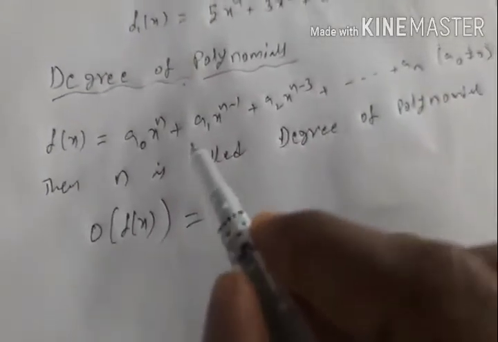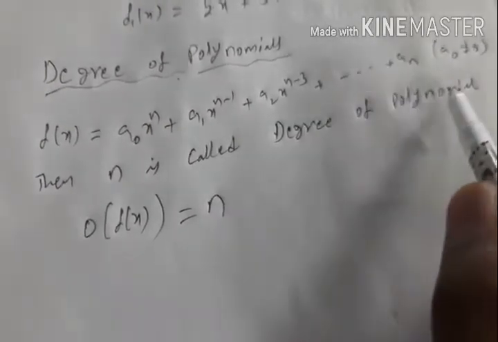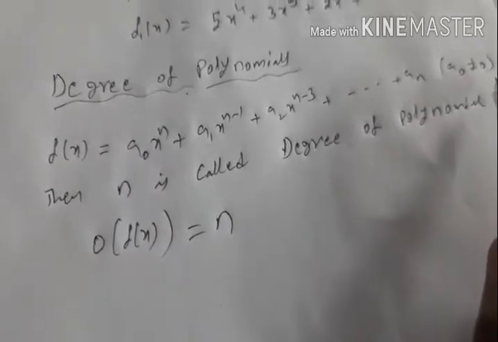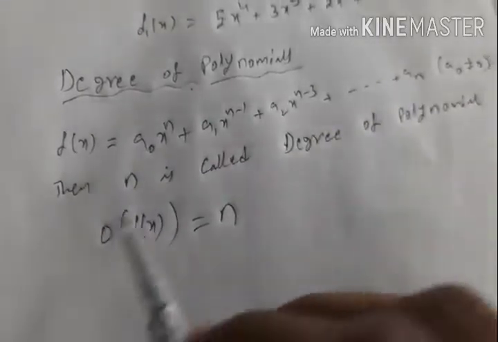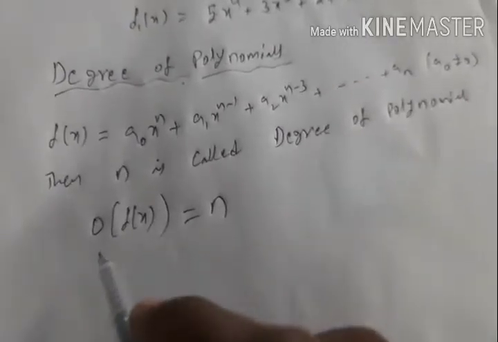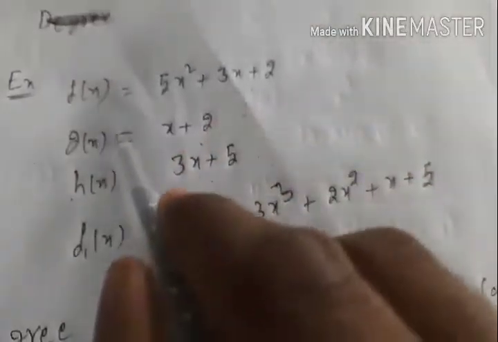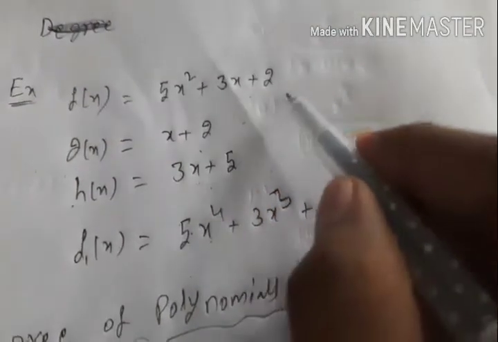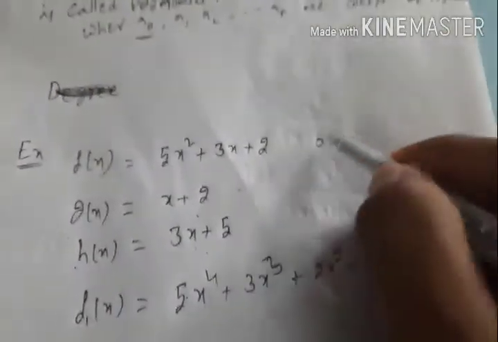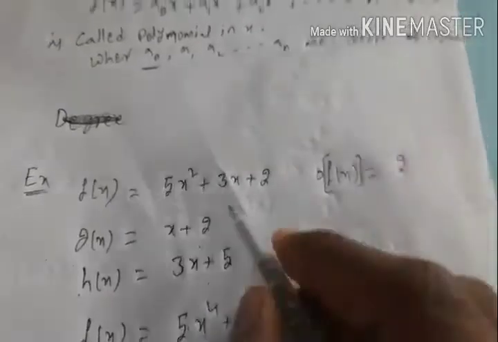f of x is equal to a naught x power n plus a1 x power n minus 1 plus a2 x power n minus 2 and so on up to a n, where a naught is not equal to 0, then n is called the degree of the polynomial. It is denoted by order of f of x is equal to n. Example: f of x is equal to 5x square plus 3x plus 2. Here order of f of x is equal to 2.